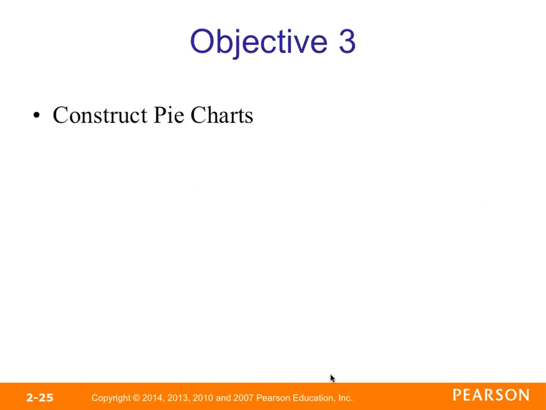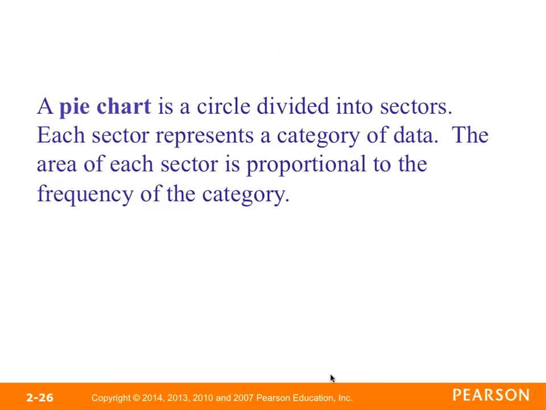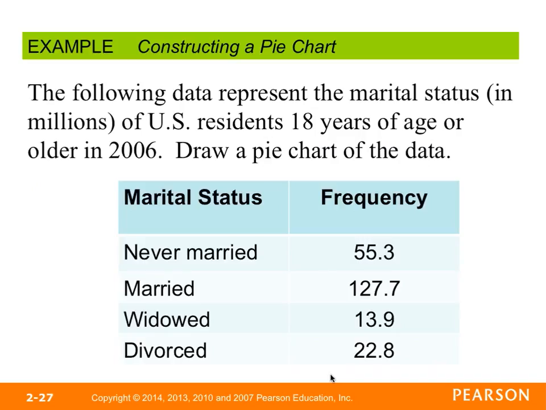Okay, objective 3 is to be able to construct a pie chart. I'm sure you guys have all seen a pie chart before. But a pie chart is just a circle that's divided into sectors. Each sector represents a category of data, and then the area of each sector is going to be proportional to the frequency of the category.